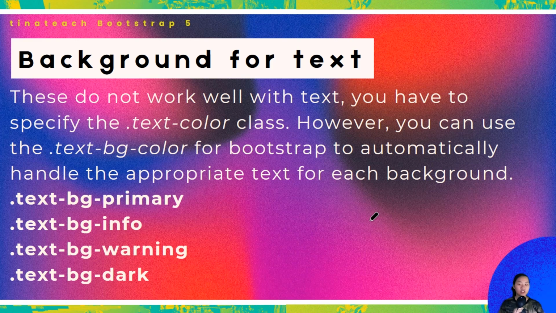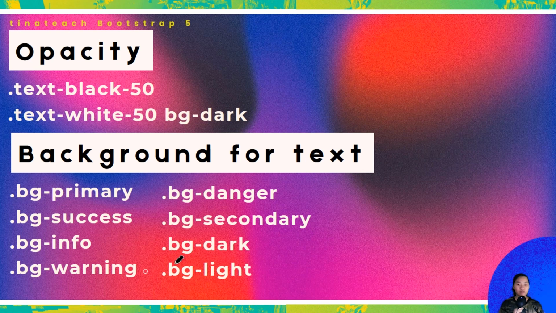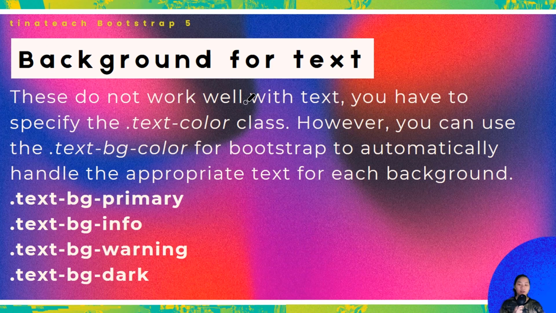Now, I want to mention that these by themselves do not work well with text. You have to specify the text color, or the text-primary, text-info class with these if you're going to use them separately. Okay, just like up here, you cannot just say bg-dark and then assume Bootstrap will figure out the text color. You have to specify text-white and then bg-dark.